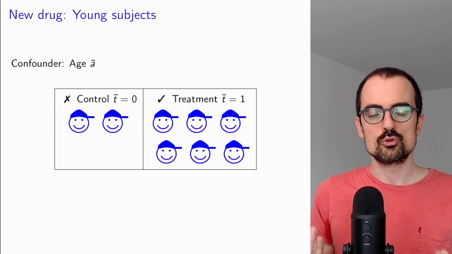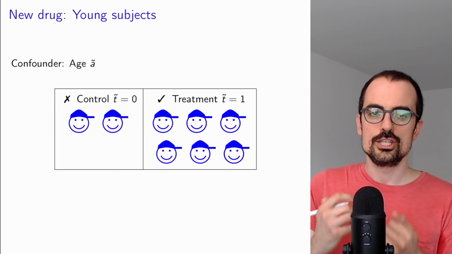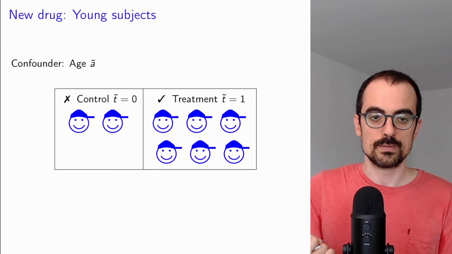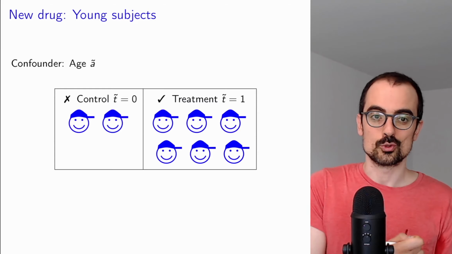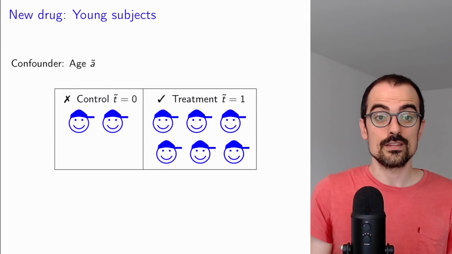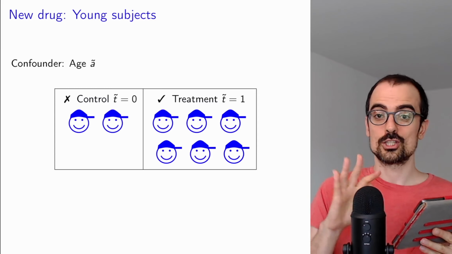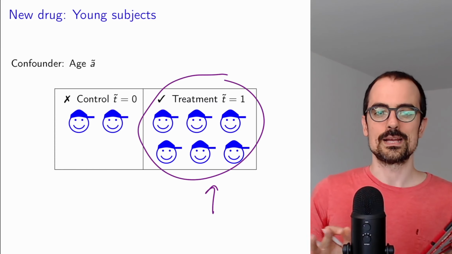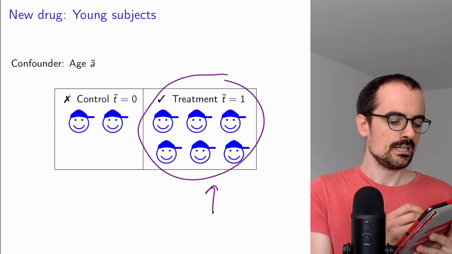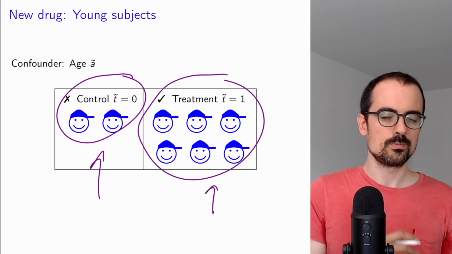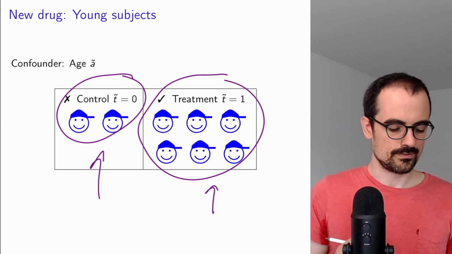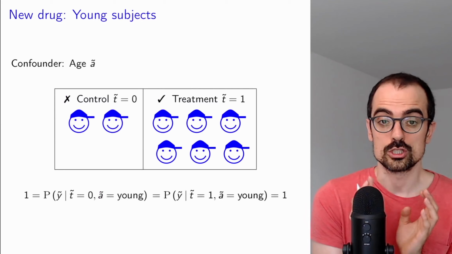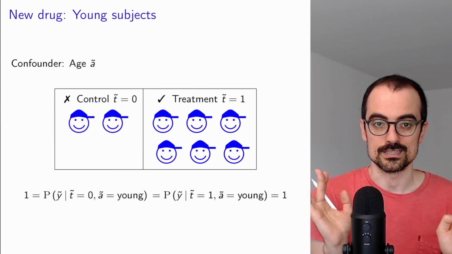So in the case of the new drug, our problem was that young subjects or young patients were overrepresented in the treatment group and underrepresented in the control group. But if we only consider young patients, that's not a problem, because we can just take the treatment group and see what fraction of young patients recovered, and we can just take the control group and see what fraction of patients recover, and we discover the true conditional causal effect, which is that they recover regardless.